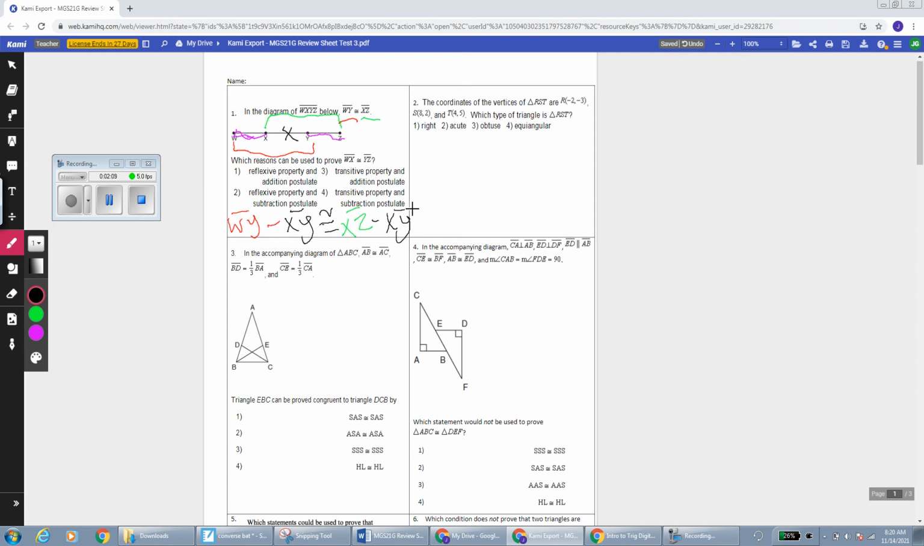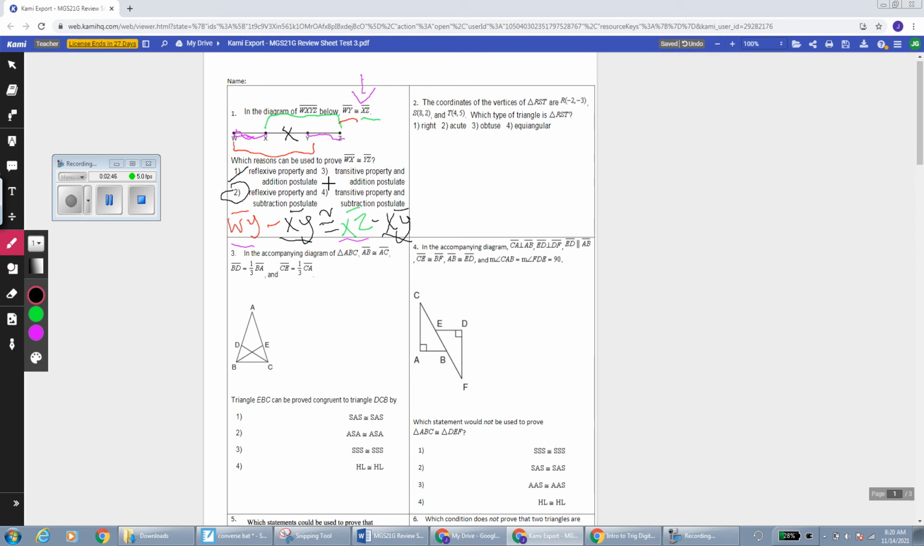So remember, in order to use subtraction, we have to be starting with congruent and subtracting congruent. So we're definitely starting with two congruent segments. We're told in the givens that WY and XZ are congruent to each other. We also need to be subtracting two congruent segments. And although it seems obvious that XY and XY are congruent because they're exactly the same, we do need to use the reflexive property to justify that XY is congruent to itself in order to use this subtraction. So the correct answer here is number 2, the reflexive property and subtraction.